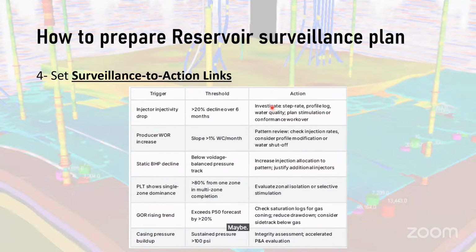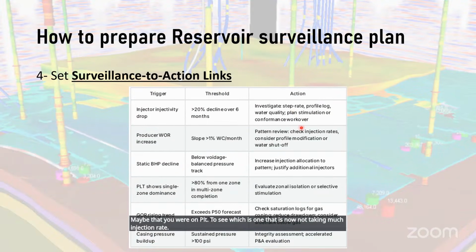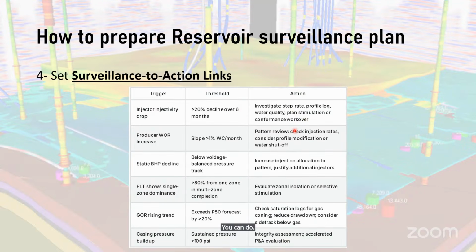Maybe you will do more investigation using the step rate test. Okay, maybe you run a PLT to see which zone is now not taking much injection rate. You can do some stimulation to restore the injectivity index for these injectors.